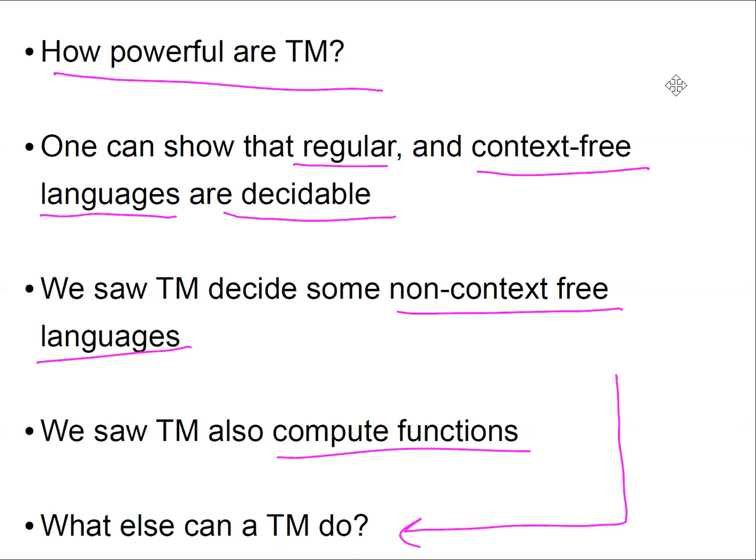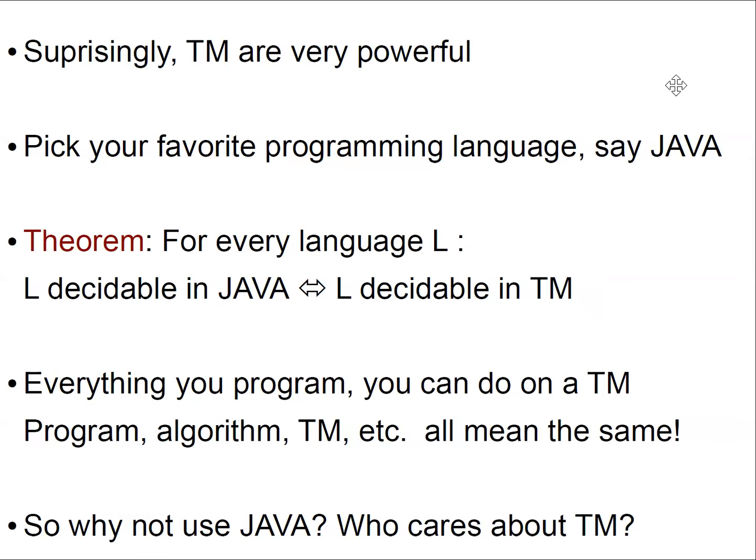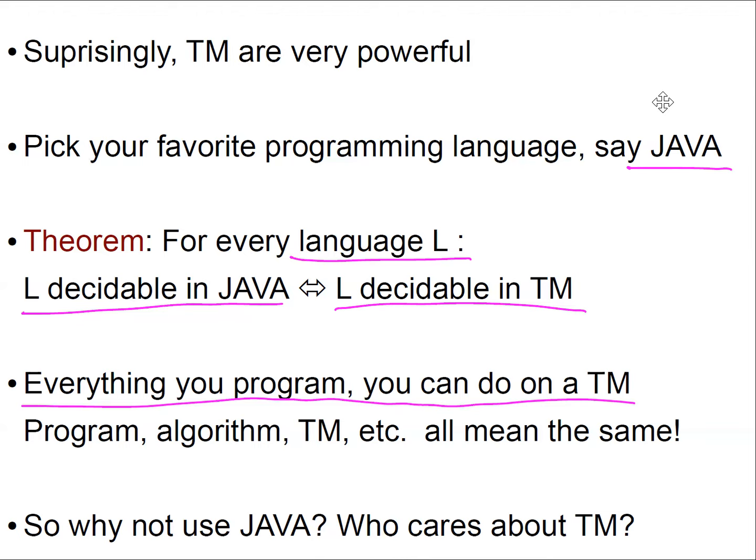Well, surprisingly, Turing machines are very powerful. Pick your favorite programming language, say Java. There's a theorem that says that for every language L, every computational task L, you can decide L in Java if and only if you can decide L on a Turing machine. So in terms of deciding languages, they are as powerful as Java or any other language, Python, C, Smalltalk, and so on. Everything you program, you can program on a Turing machine. Program, algorithm, Turing machines, they all mean the same thing, at least in this class.